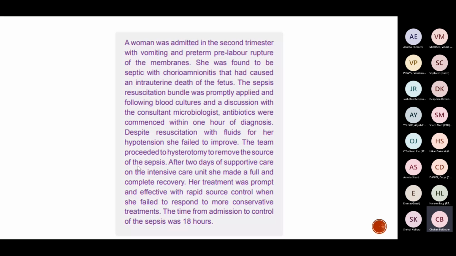So I thought I'd better put in a good case as well, because it's not all doom and gloom. But this is the point, when we do it right, patients do survive. So the main point of this is about source control and trying to identify it. Here it's quite obvious, isn't it? You've got a dead baby, and that's going to be the cause of this.